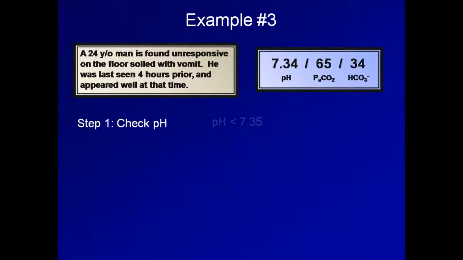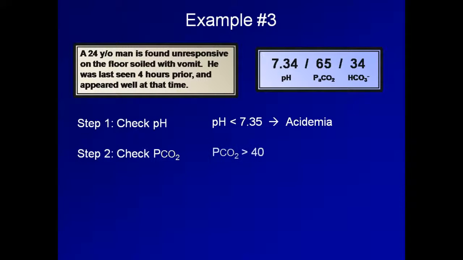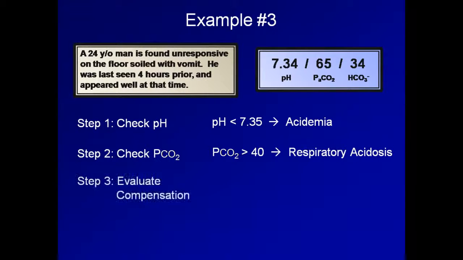Step 1. pH is low, so there is an acidemia. Step 2. The PCO2 is high, so there is a respiratory acidosis. Step 3. Evaluate compensation. From the vignette, it seems highly likely that the pathologic process in question is acute in onset. Therefore, we will use our shortcut for an acute respiratory acidosis.